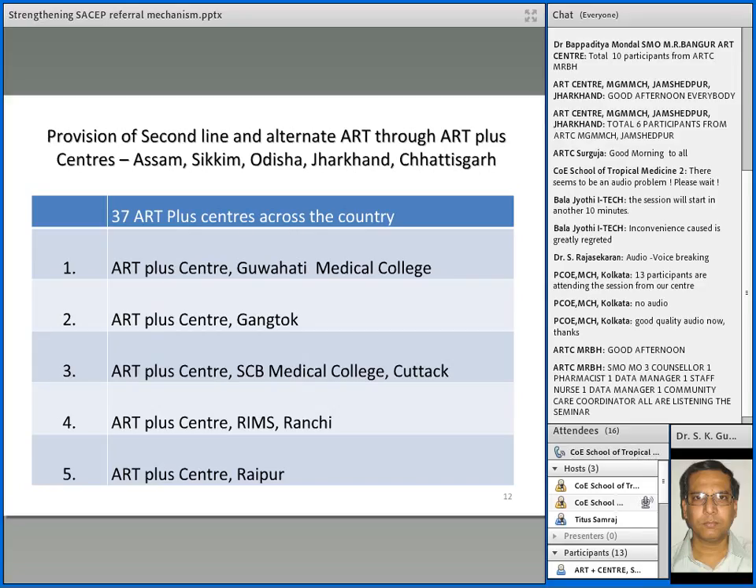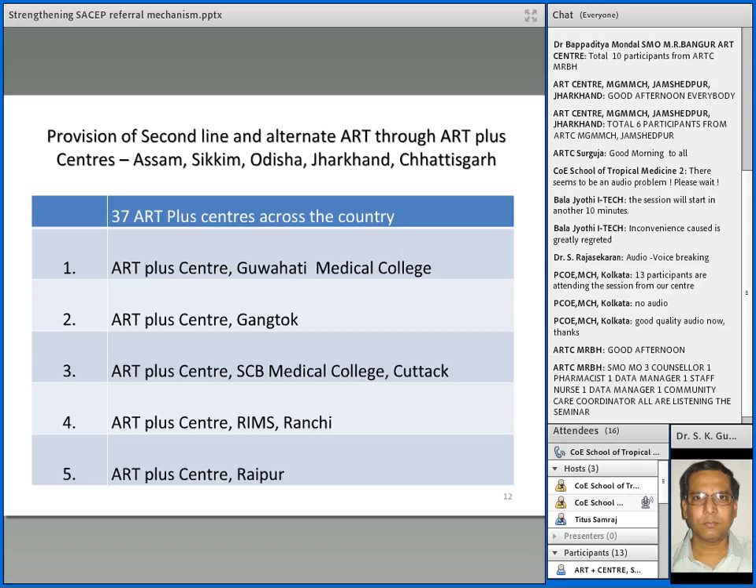In our region, for example, in Guwahati Medical College there is an ART Plus center for Assam. So all the patients from Assam get referred to the SACEP at the ART Plus center in Guwahati Medical College. Similarly, Sikkim, although it has only one ART center, because of its geographical distribution, has also been upgraded to an ART Plus center, so they are also holding SACEP. Similarly, SCB Medical College in Cuttack was upgraded to an ART Plus center long back, and it is functioning pretty well. I understand they are also holding SACEP meetings regularly.